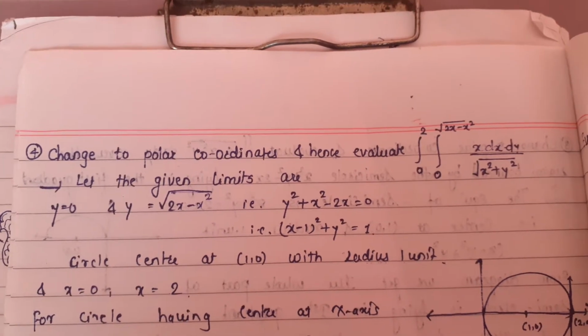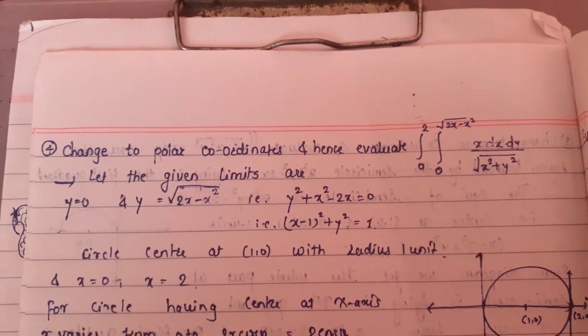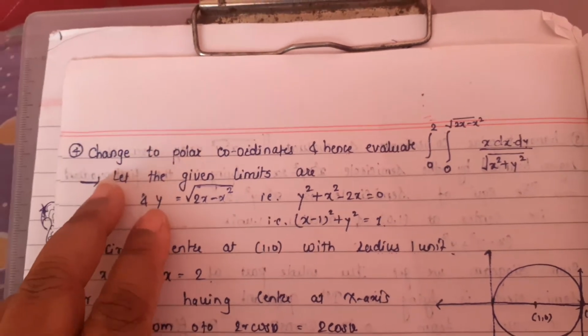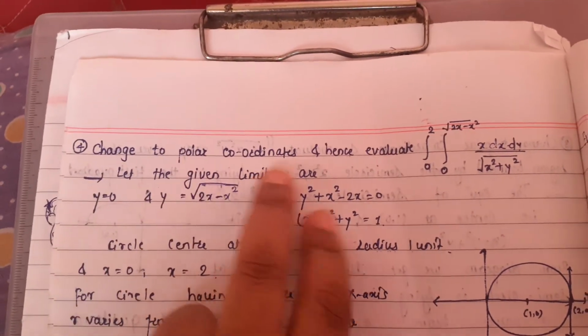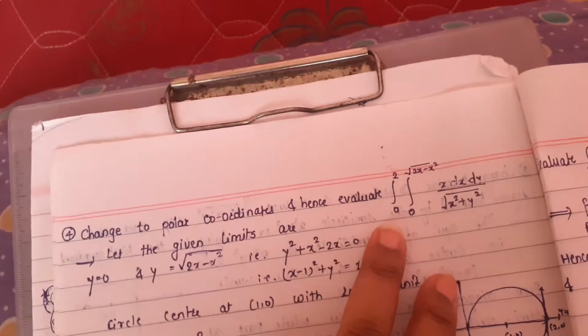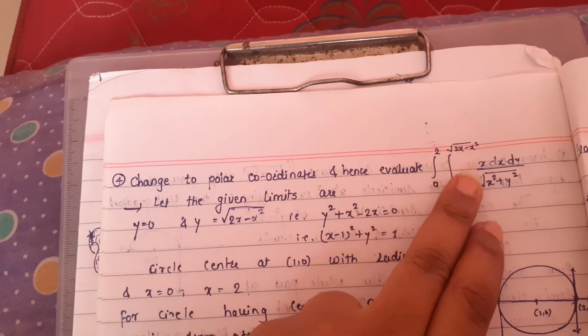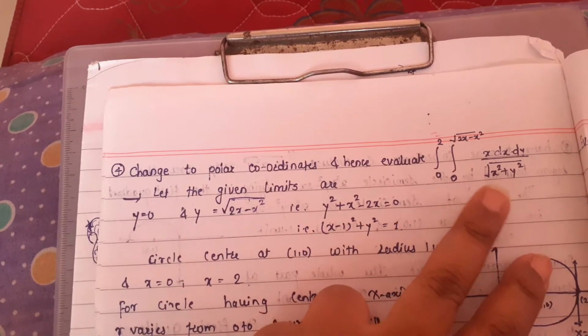Hello friends, today we will see more examples on change of integrations, that is Cartesian form to polar form. Now the example is: change to polar coordinates and hence evaluate the integration from 0 to 2, 0 to under root of 2x minus x square, x dx upon under root of x square plus y square.